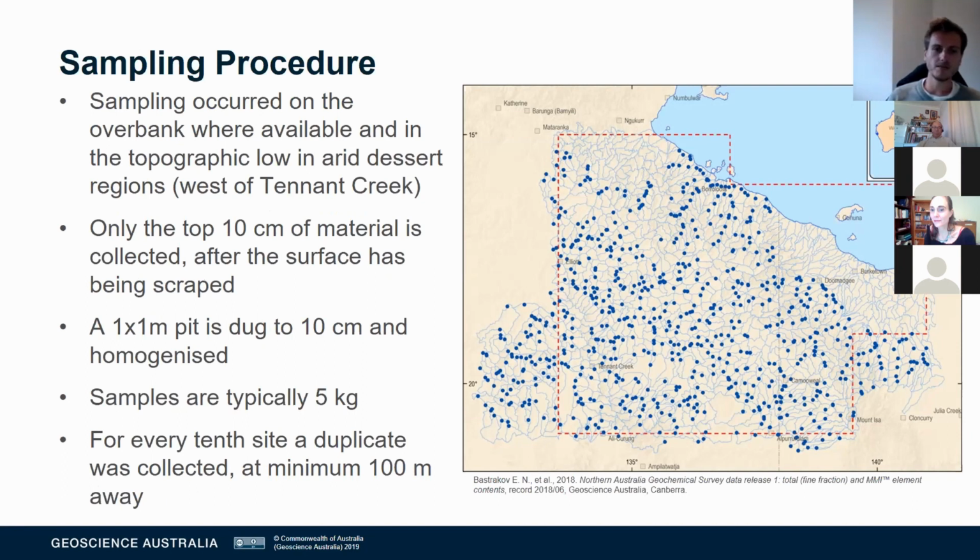Being an overbank sediment survey, it sampled the overbanks in most cases. However, in cases such as west of Tennant Creek, where we get into desert country, either the topographic low or the swales or dunes were sampled in order to try and get a representative sample for those areas. Only the top 10 centimetres of material has been collected in this case, which differs from some of our other surveys historically. This was mainly due to land access requirements and time spent on the ground. But we did manage still to collect a duplicate every 10th site in order to assure quality of the data.